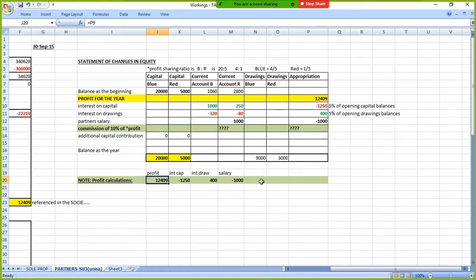So what is the updated figure? Let's see. This plus that plus that plus that. There we go. So 10,559 is the profit that is going to be used to calculate a 10% commission. Times 10%.